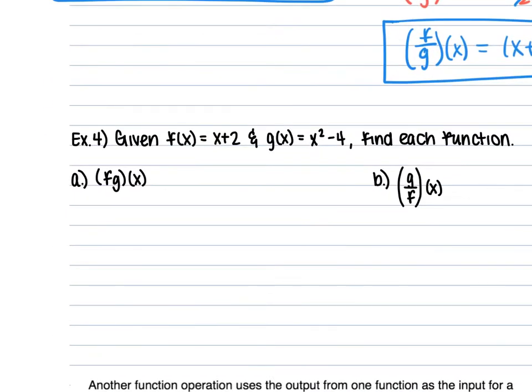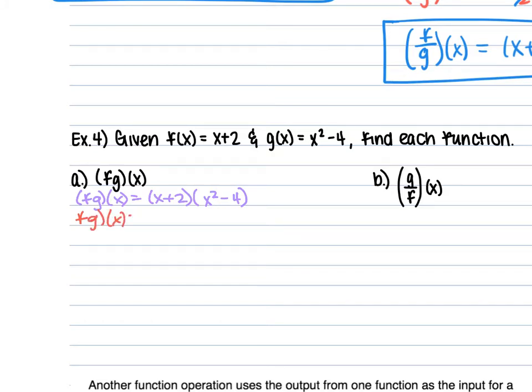For a, in example 4, we're doing f times g of x, where f of x is x plus 2, and g of x is x squared minus 4. So we are going to have f times g of x is equal to x plus 2 times x squared minus 4. We're going to FOIL.